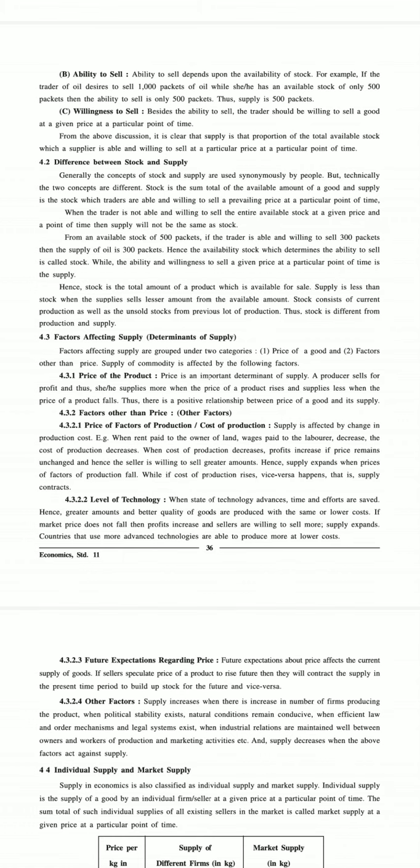How many units are produced, stock will depend on that, whereas supply will depend on the stock and the price that are prevailing in the market. So again I repeat, stock depends on production, supply depends on stock and price. Stock can be greater than supply, but supply cannot be more than the stock. Stock consists of the current production as well as unsold stocks from the previous lot of production.